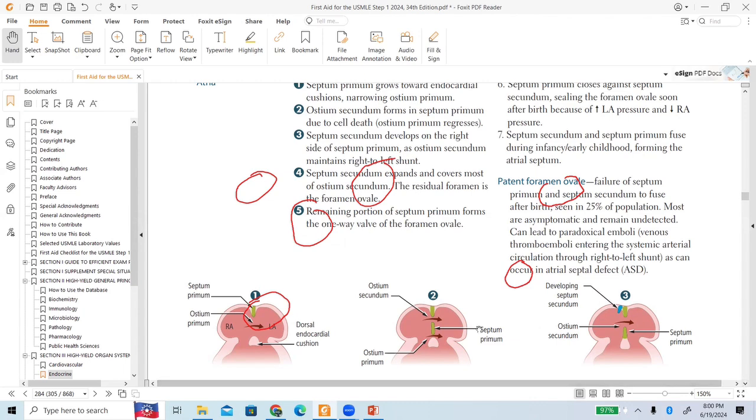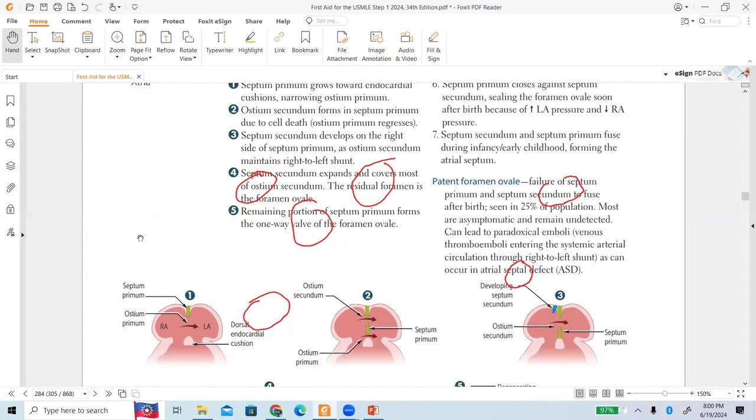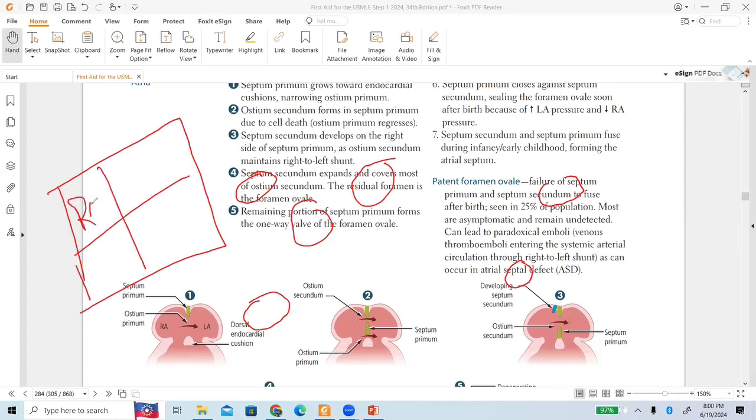Okay. So what happened? I am drawing another picture. Let's suppose this is the right atrium, this is the left atrium, this is the right ventricle, and this is the left ventricle. If the patent foramen ovale remains patent, so what happened? Lungs are not functioning during fetal life.